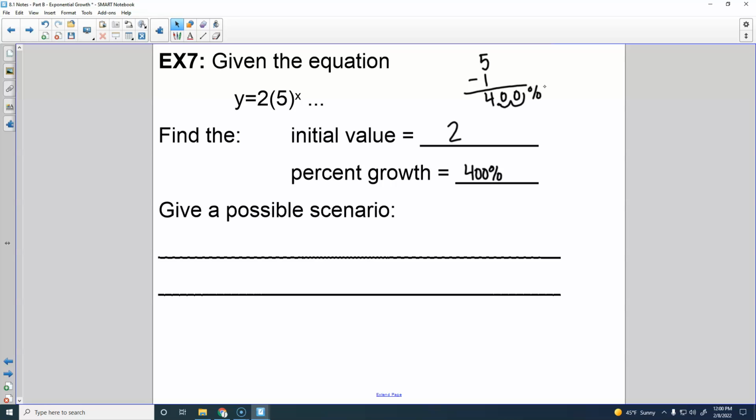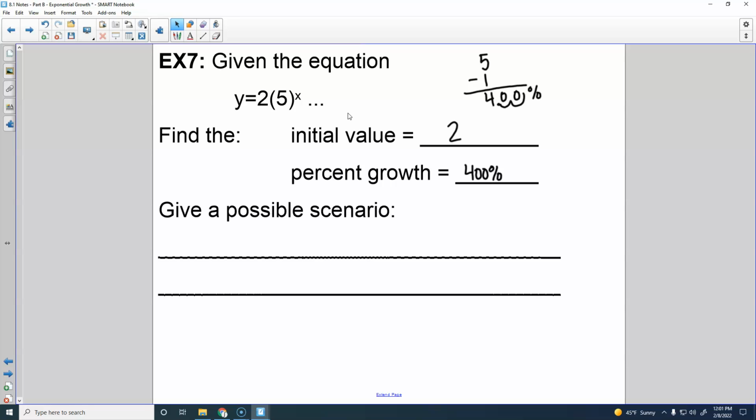Okay, this is another one that might be good for bacteria, something that grows really, really fast. It could be something like 2 people have COVID, and they each give it to 5 people. It's got to be something that's spreading really rapidly. Yeah, you could say you have like 2 virus particles and it's growing.